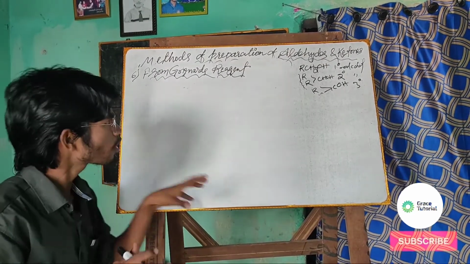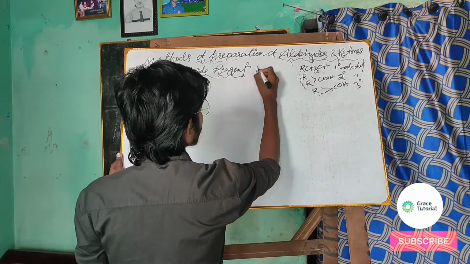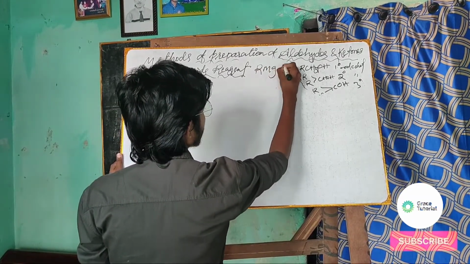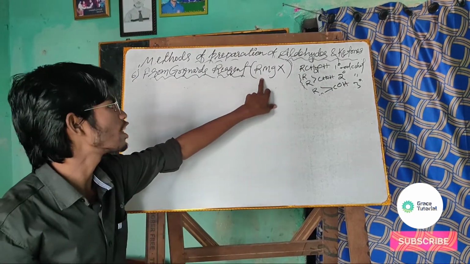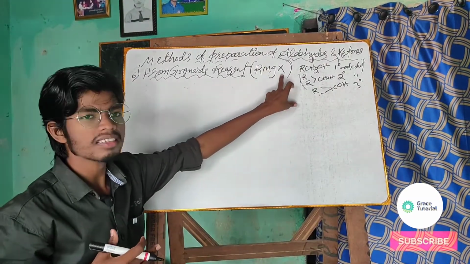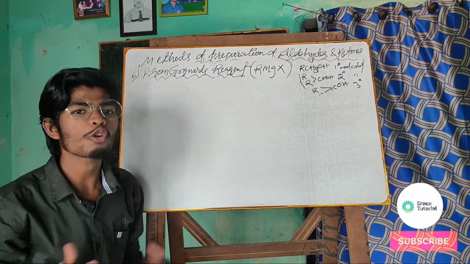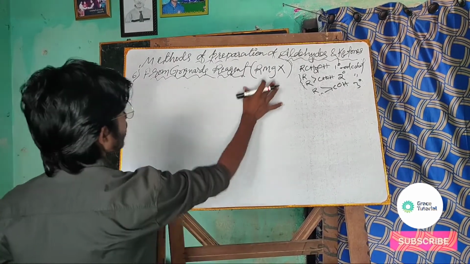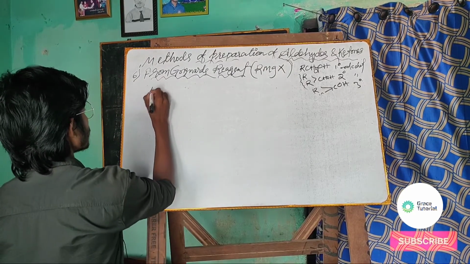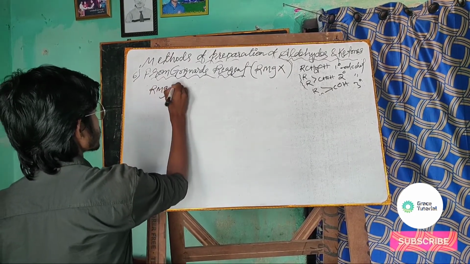Well, what is the formula for Grignard's reagent? RMgX. That means R is an alkyl group or aryl group, Mg is magnesium, and X is a halogen. It may be chlorine, bromine, iodine, or whatever it may be, right? So how is the aldehyde prepared from the Grignard's reagent? Let us take Grignard's reagent RMgX.